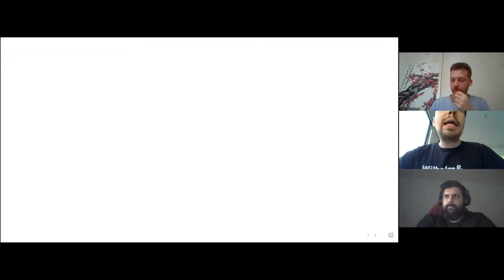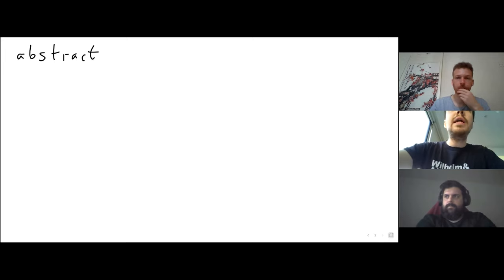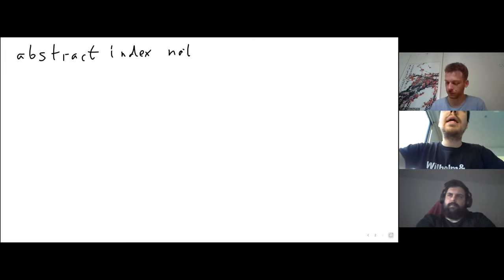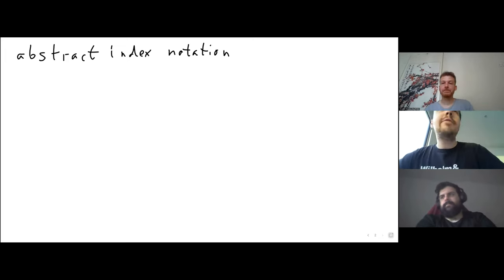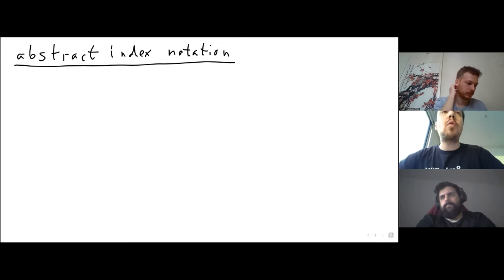So the first part is introducing a little bit of notation, and then I want to introduce the so-called abstract index notation. This is something that's very heavily used in general relativity, but also some other fields, generally high energy theory. And it's not so much used in quantum information, but I believe that for dealing with Gaussian states and having this classical phase space, it's very natural to use the so-called abstract index notation. So what is that about?